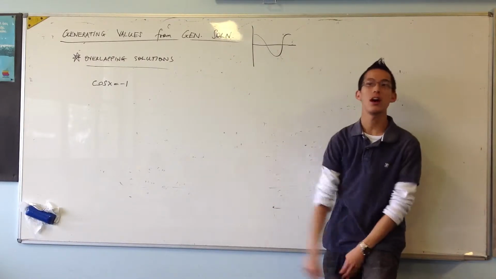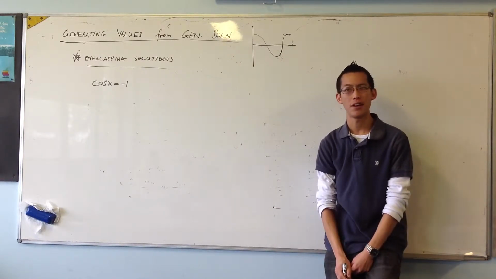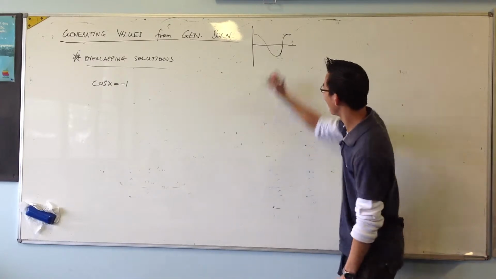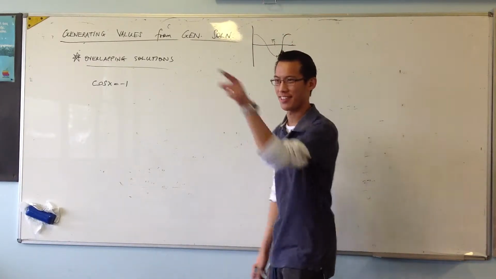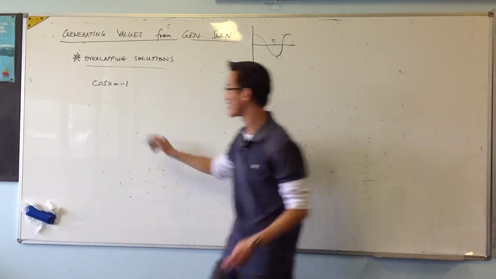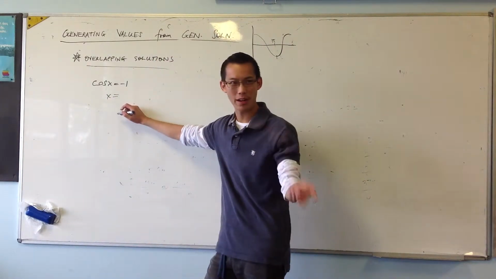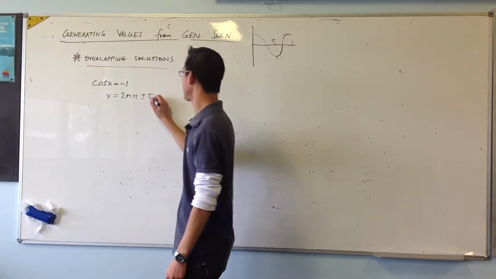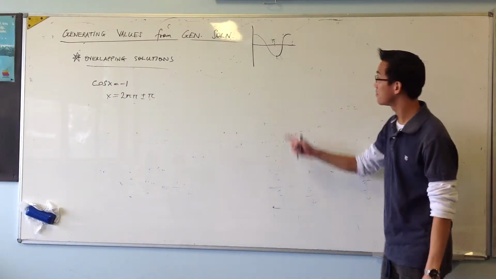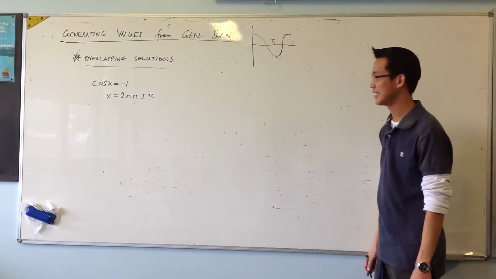So where's the first time that it's equal to minus 1? What value in radians? Pi. Okay. Someone said there. Find x. There it is. So therefore my general solution, like you already noticed, is 2n pi plus or minus this theta, right? So there's my pi, okay?